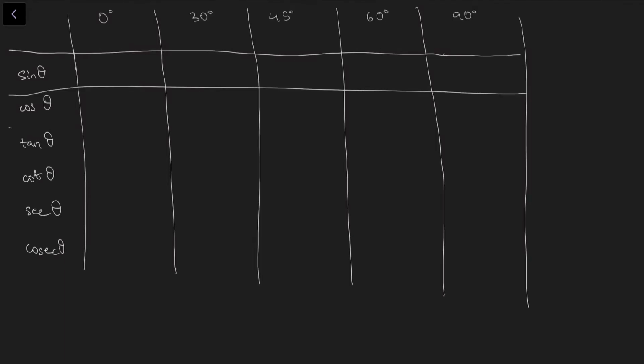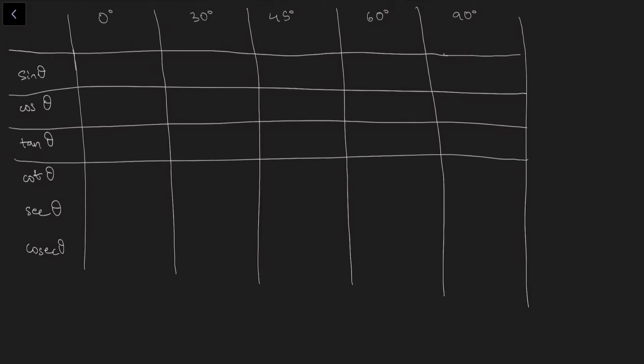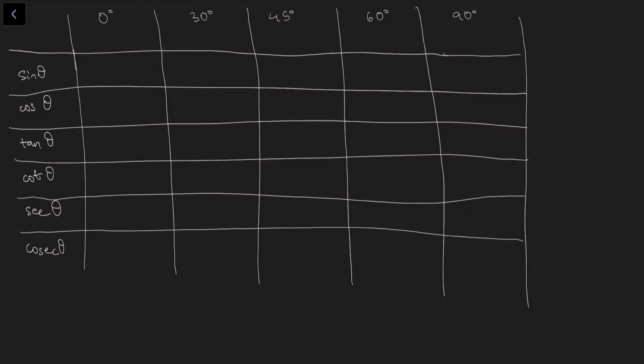So the trick to remember these values is to write down 0, 1, 2, 3, 4 starting from 0 degrees, 30 degrees, 45 degrees, 60 degrees, and 90 degrees. So let's write 0, 1, 2, 3, 4. Now the next step is to divide all of these values by 4. So 0 by 4, 1 by 4, 2 by 4, 3 by 4, and 4 by 4.